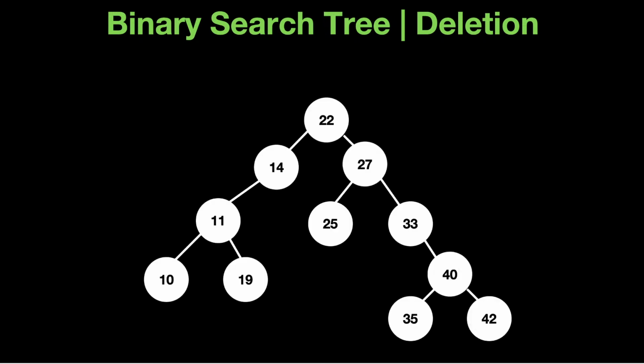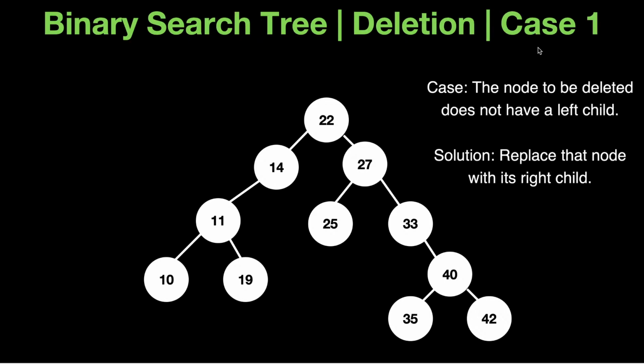So let us consider this binary search tree, and we will go on to the first case. Suppose the node to be deleted does not have a left child. This is the first case. And for that case, what we will do is we will just replace that node with its right child. It doesn't have left child, but it has right child. Then we will just replace that node with its right child.